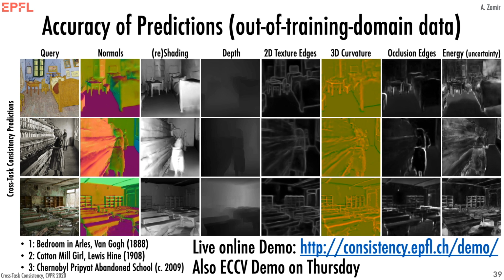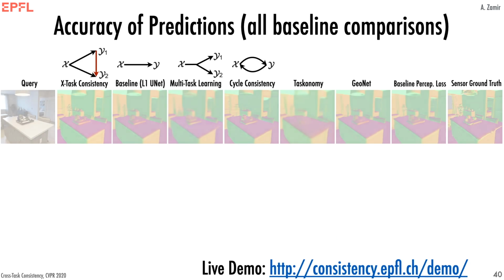There's actually a live demo you can visit. If you go to consistency.epfl.ch/demo, you can take a picture with your cell phone and get the results of predictions from different networks. We also have a demo in ECCV on Thursday.